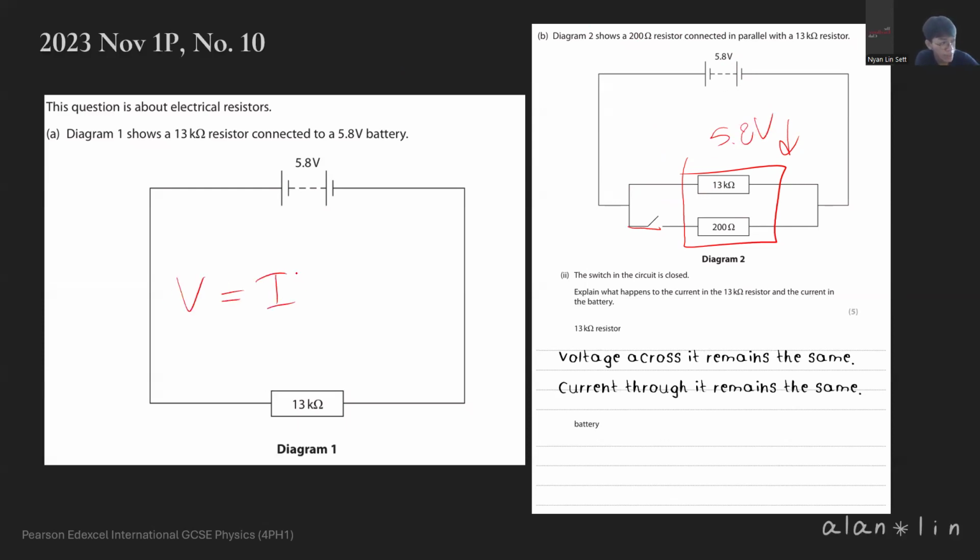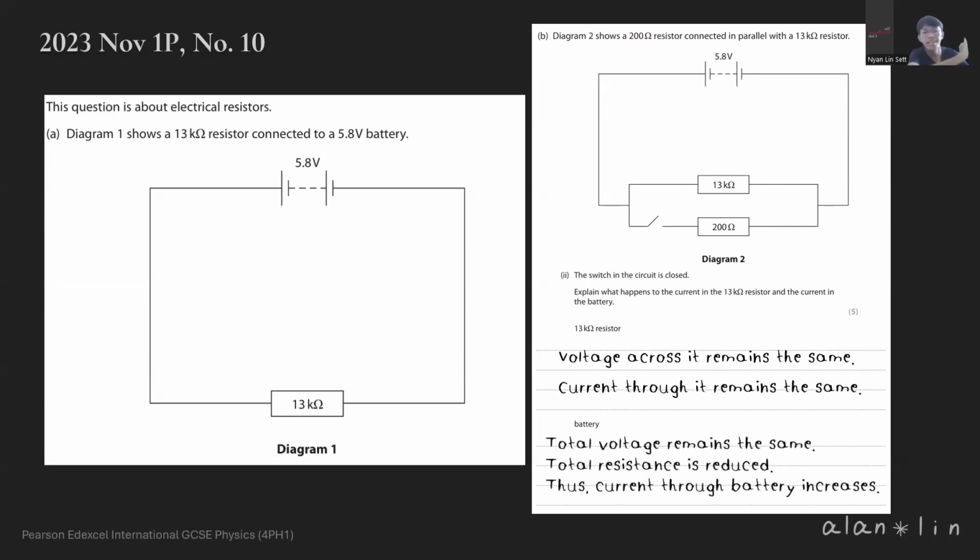Right? V is equal to IR. We're dealing with a lower total resistance, same voltage, and therefore current has to increase. And that right there is our answer for the battery current. The total voltage remains the same, but the total resistance reduced. And therefore, the current to the battery has to increase.